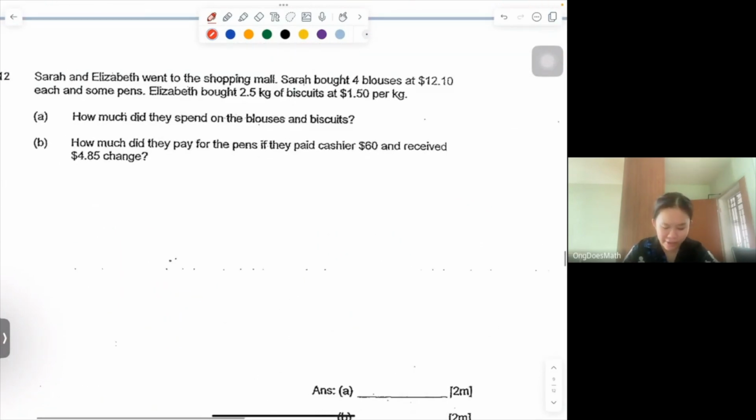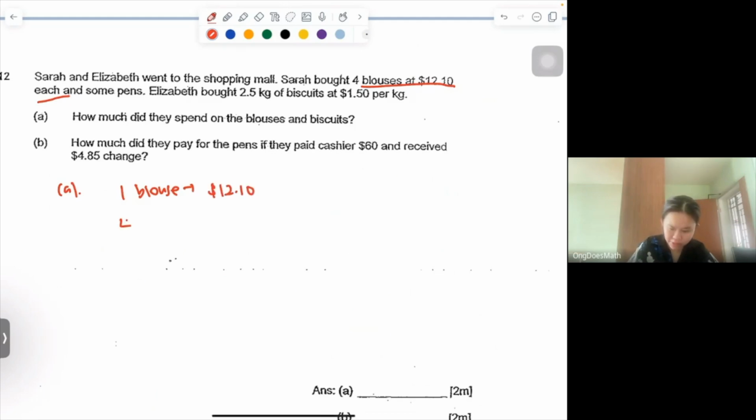Next, Sarah and Elizabeth went to the shopping mall. Sarah bought 4 blouses at $12.10 each and some pants. Elizabeth bought 2.5 kg of biscuits at $1.50 per kg. Part A asks you, how much did they spend on the blouses and biscuits? So we'll deal with part A first. One blouse costs you $12.10, which means 4 blouses should cost you 12.10 times 4. Punch into your calculator, you should get $48.40.